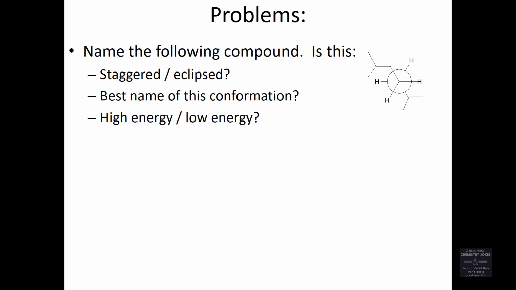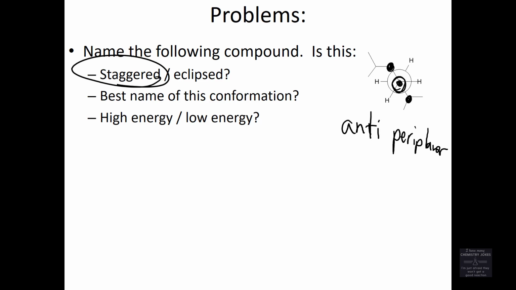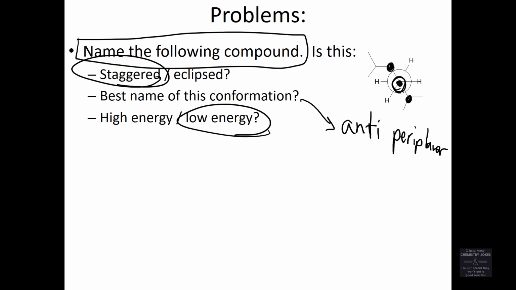Is this conformation staggered or eclipsed? Well, obviously, it's staggered. Best name of this conformation? What that means is look at the big stuff directly connected to the Newman and name those positions. Those 2 black dots are on opposite sides, so I'm going to call it anti. And those 2 black dots are in the same plane as the front and back carbon, so I'm going to call it periplanar. Is this a high energy or low energy conformation? It's the lowest energy this molecule could ever get in. Anti-periplanar is the best.